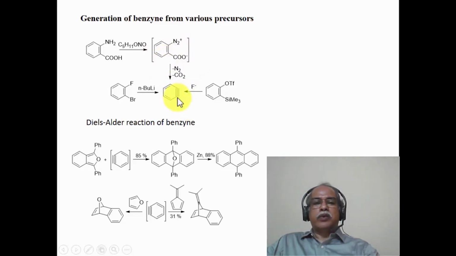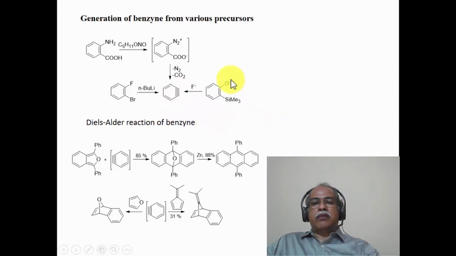The benzyne so produced can be trapped. We will see the trapping by Diels Alder reaction in a little while. Benzyne can also be produced by the treatment of orthofluorobromobenzene, for example, using butyl lithium. When this molecule is treated with butyl lithium, initially a halogen exchange reaction with lithium takes place. So, the C-Br bond is broken and you generate a carbanion, the lithium salt. That carbanion undergoes elimination of the fluoride to produce benzyne as the product.